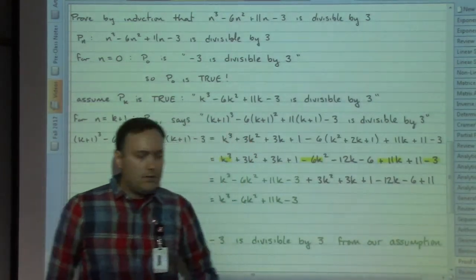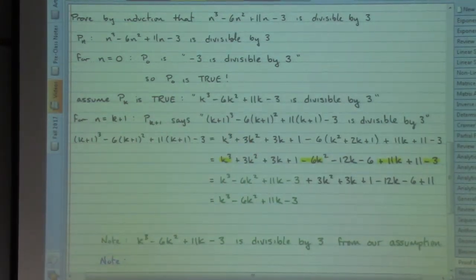The 3k squared plus 3k plus 1 minus 12k. Let's write that in a separate color so it stands out a little bit better. So the simplified version would still have the plus 3k squared. We have two terms with a k that combine to give us a minus 9k. And then we have three constant terms, a plus 1, a minus 6, and a plus 11. When we put all those together, that gives us a plus 6.